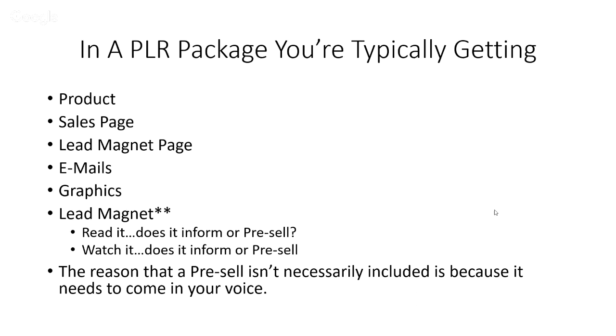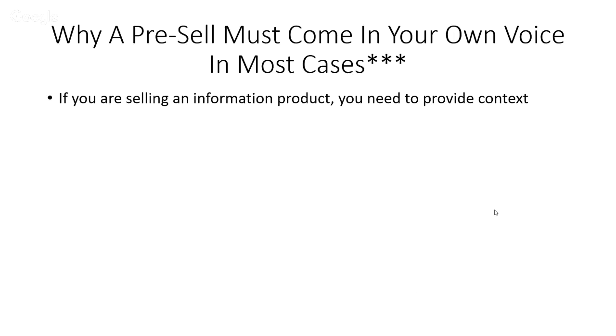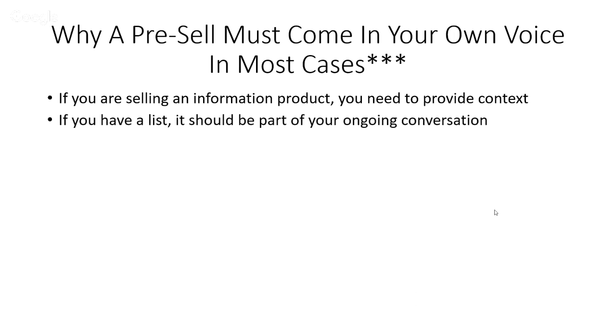So here's why, again, the pre-sale is not going to be in there. You're never going to find a PLR product with an effective pre-sale because it has to be in your voice. Now, if you're selling an information product, you need to provide the context. Like I said, if you have a list, here's the thing, and I'm going to get to this a little bit at the end because that's really almost the point of this. A list really needs it.